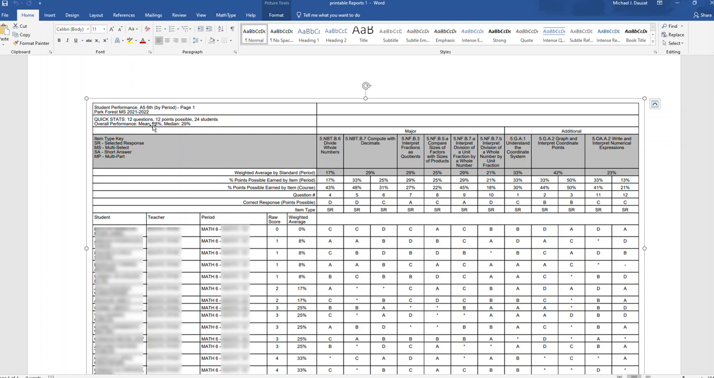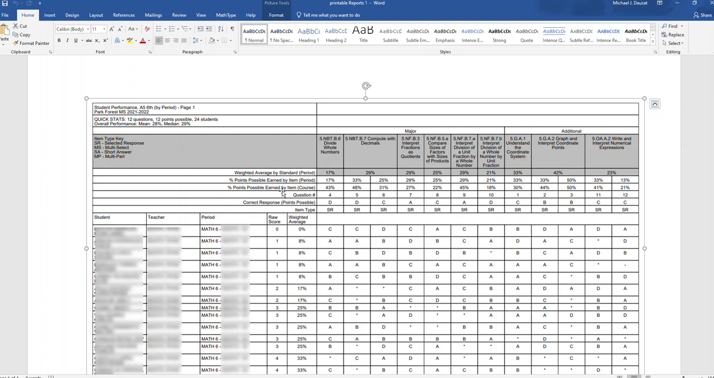The mean was 28%. The median is 29%. On this, notice the item type key. SR means selected response, like multiple choice. MS means multi-select, where there could be more than one choice as a correct answer. SA means short answer. That's probably where they had to enter a number in a box. And then MP would be multi-part.